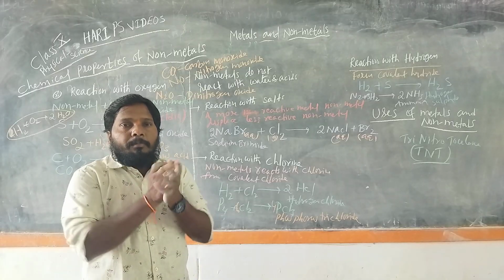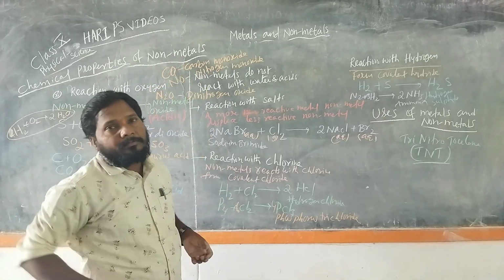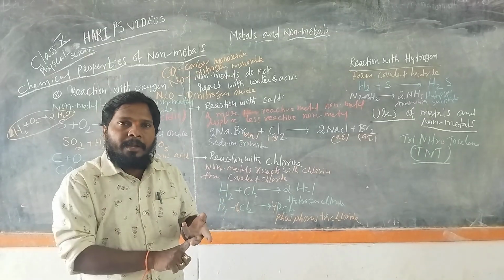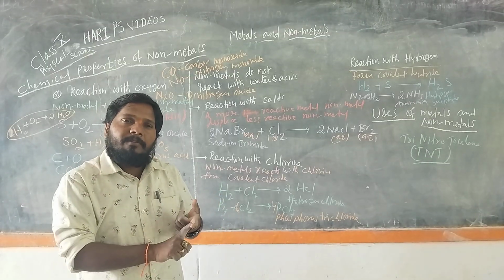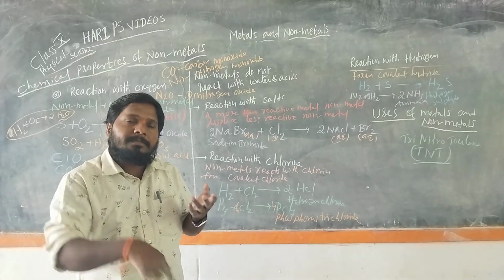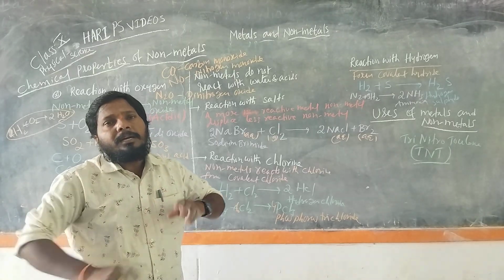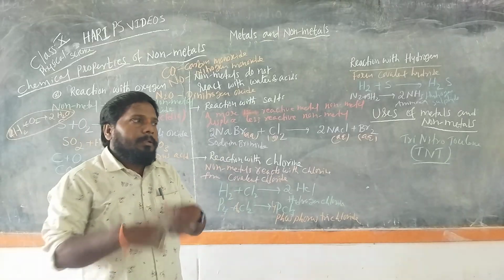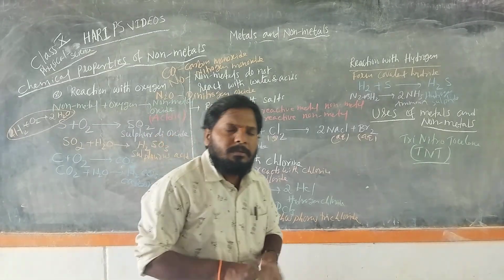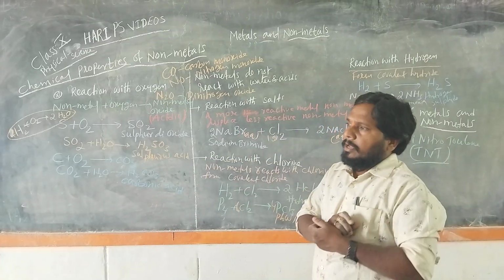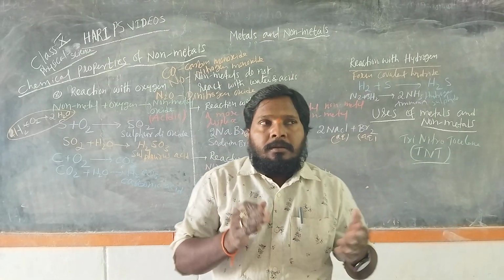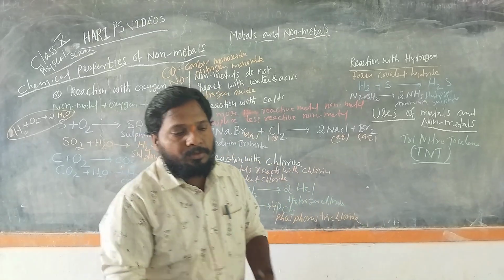So we completed the first part: what are metals, non-metals, alloys, physical properties of metals and non-metals, chemical properties of metals and non-metals, and uses of metals and non-metals. In the coming sessions we go to the second part, about electronic configuration and chemical bonds, ionic bond and covalent bond. So thank you so much.